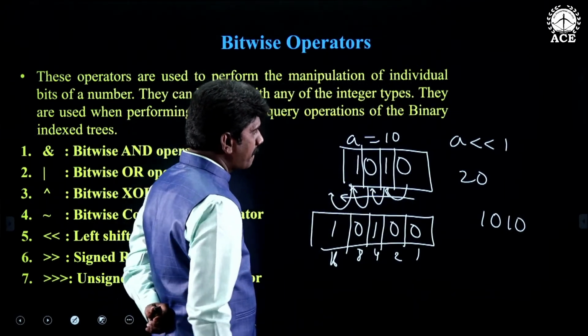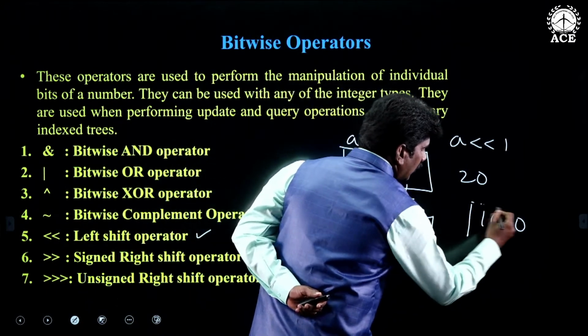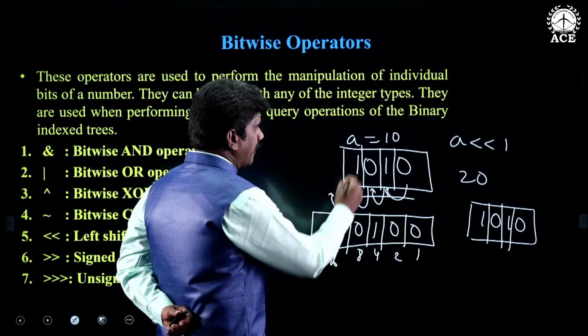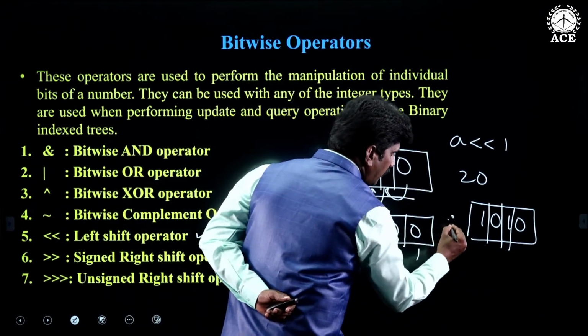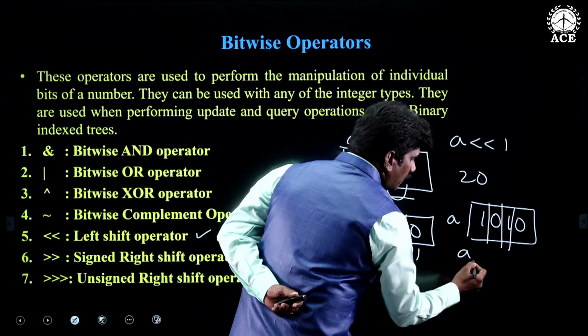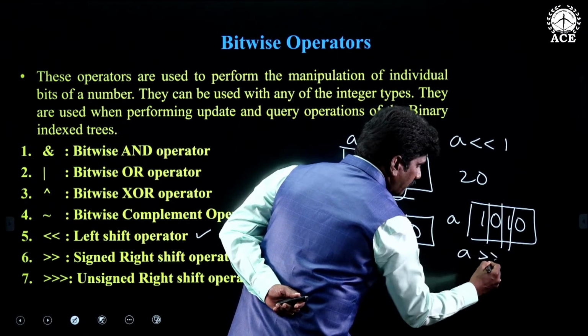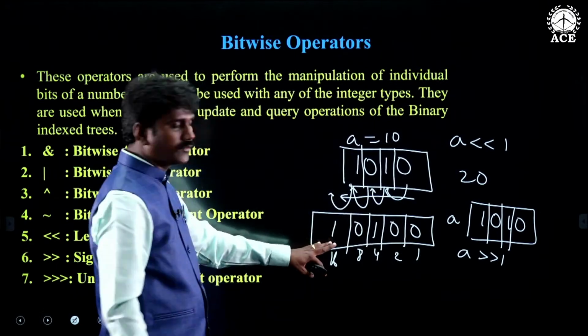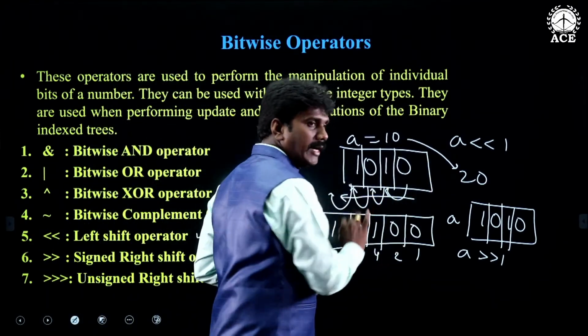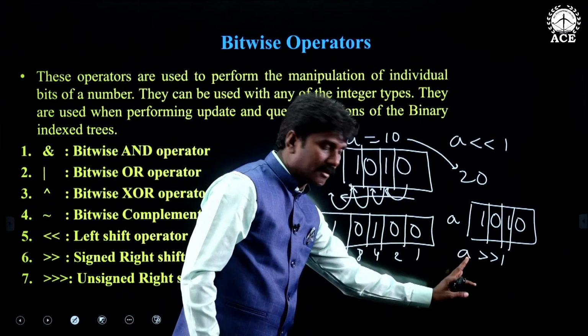1 0 1 0. In this case, I would like to apply the left shift one time. A is equal to 10, I have taken. So A, right shift one time, left shift we have just seen, and for this left shift we have got the value 20. Right shift we are talking about now.